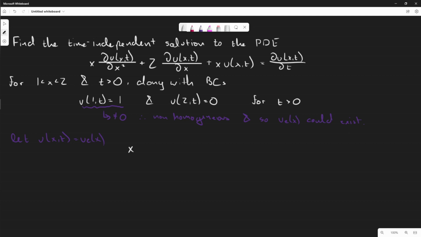x times the second derivative, because of the x squared at the bottom, d²u_E/dx², plus 2 times the partial derivative of u_E with respect to x, all over, wrong color, dx, plus x times u_E, and that is equal to the partial derivative of u_E with respect to time.